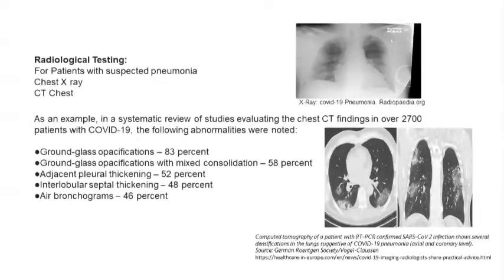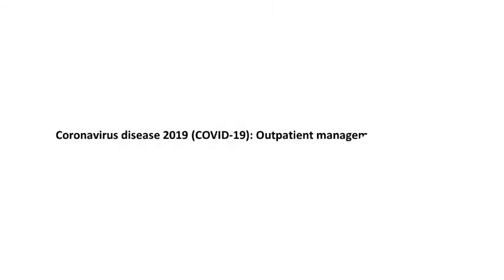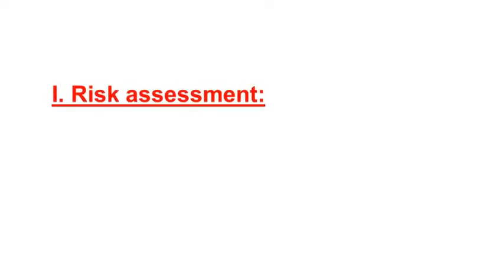So if we look at the management, outpatient management in adults, it is very important at the start to do risk assessment for our patients, to recognize people who are at high risk to catch the infection or at high risk to progress to severe disease. It is the same table as we mentioned before.